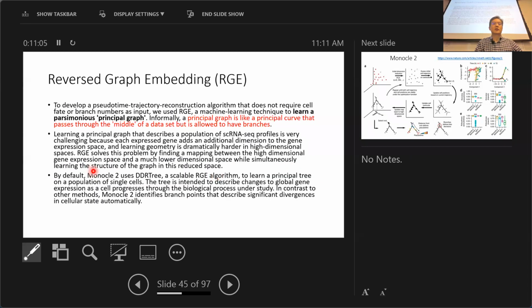Okay, so what is reverse graph embedding? So we have to read that again. So to learn a parsimonious principal graph. The principal graph is like a principal curve that passes through the middle of the data set, but it allows a branch. Okay, so if you have a cloud of data, try to find a curve in the middle to go through all the data points. This is called a principal curve. Sounds very simple. It's not easy at all.